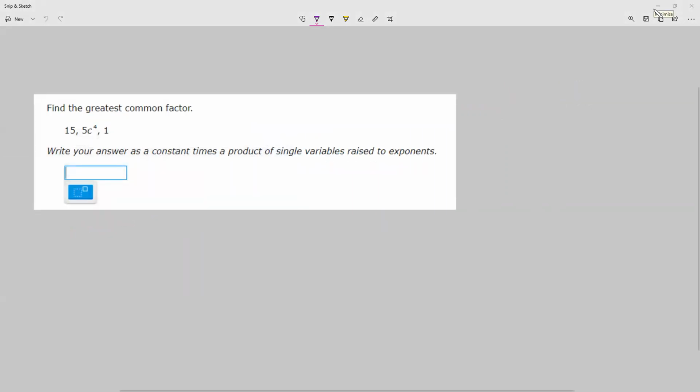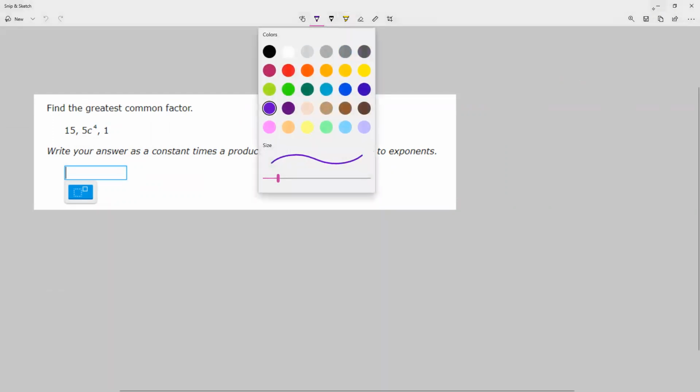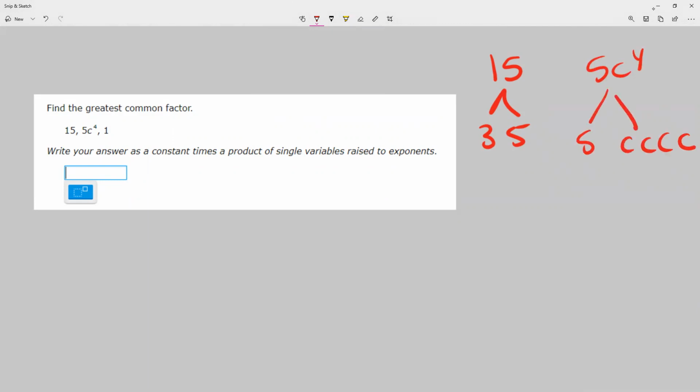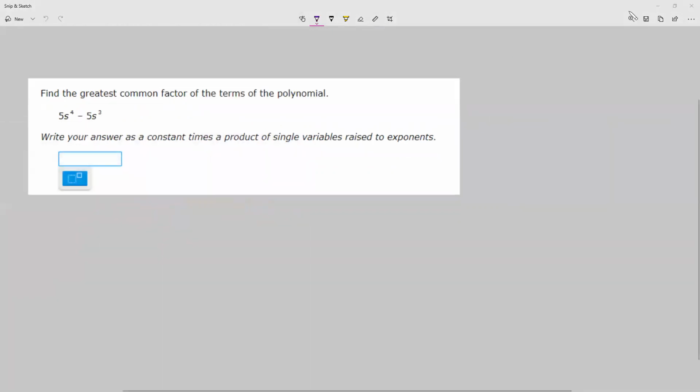Now, there's a couple of problems in here that had 3 different things. But if you look at this, you have 15, which is just 3 and 5. And then you have 5c to the 4th, which is a 5, and then c, c, c, c. And then you have 1, which you can't divide anything out of except 1, right? So that means that the greatest common factor here is 1 also. So sometimes you can't divide anything evenly out of all of it.